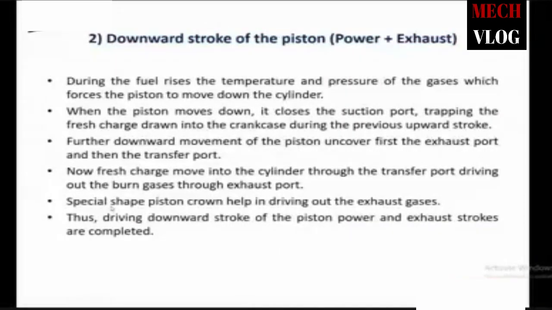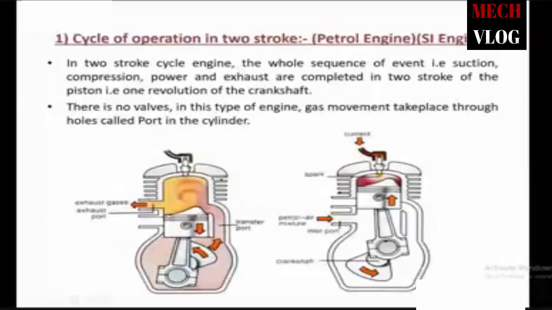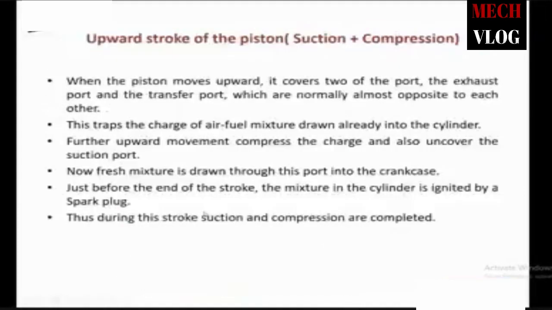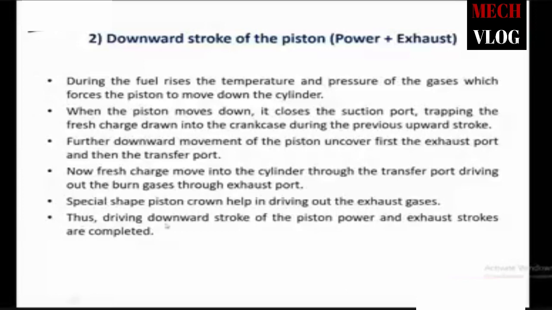A specially shaped piston crown helps in driving out the exhaust gas. You can see in this figure that the piston is specially shaped. This helps in removing the exhaust gas from the combustion chamber, and thus during the downstroke of the piston, the power and exhaust strokes are completed. So this will happen in the downward stroke of the piston, power plus exhaust. Any doubts?